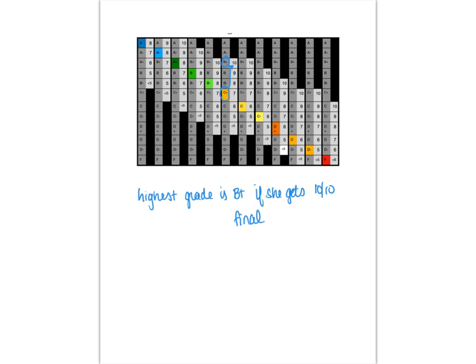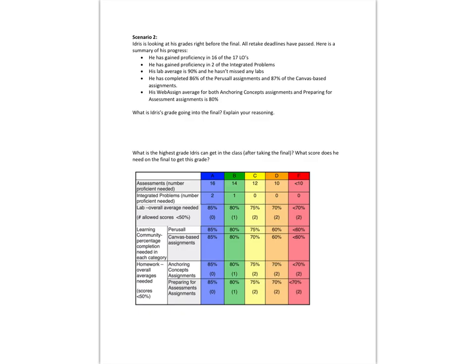All right, let's look at the next case. Idris is a different case, so let's look at him. He's gained proficiency in 16 of the 17 LOs, so he's at the A level for that. He's done 2 integrated problems, also at the A level. His lab average is a 90, that's above 85, so it's A. He's done 86% of the perusal assignments and 87 of the Canvas-based. Both of those are at the A level, so he's doing really good.